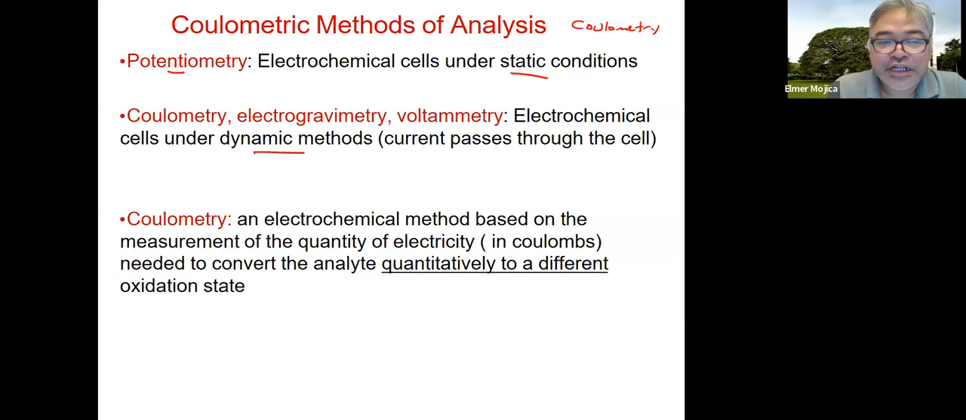If we look at coulometry, this is an electrochemical method based on the measurement of the quantity of electricity. When you say quantity of electricity in coulombs, that has something to do with the charge. That's the quantity of electricity needed to convert the analyte quantitatively to a different oxidation state. So what does this mean? It's a group of analytical methods that involves measuring the amount of electricity that you need to convert the analyte to a different state.